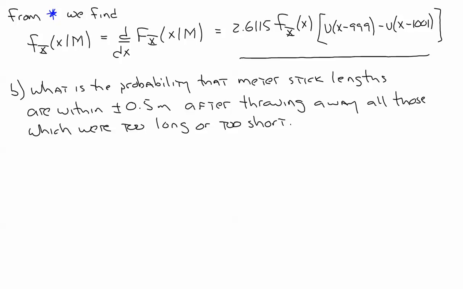All right? I'm asking myself the following question. Let me move, I need a little bit of room. I'm going to move to my next page. What's the probability that my meter stick length is between 999.5 millimeters and 1,000.5 millimeters, given that I know that they lie between 999 and 1,001 millimeters?